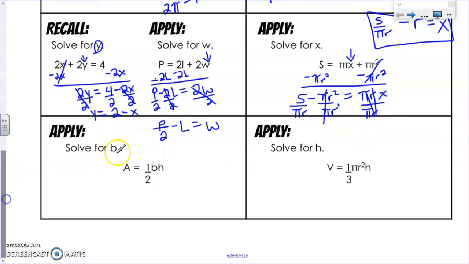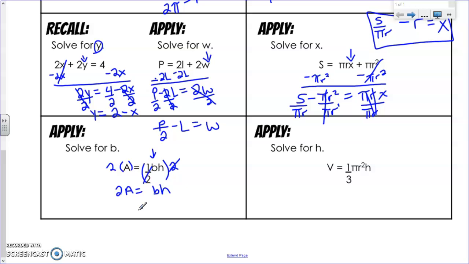Okay. Here we're solving for b. All right, these fractions, how do we get rid of a fraction? Multiply by 2 on both sides. Remember, we did that last week. If we need to get rid of a fraction, we multiply by the common denominator. So that's going to give me 2a. The 1 half times 2 is just 1, so that equals bh. Are you with me, Austin? Does everybody see how I got 2a equals bh?